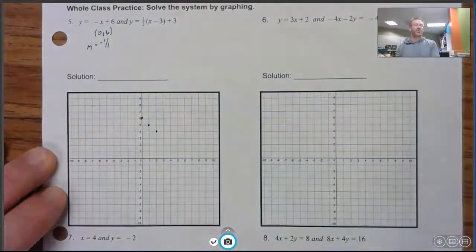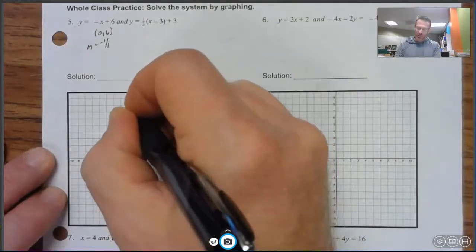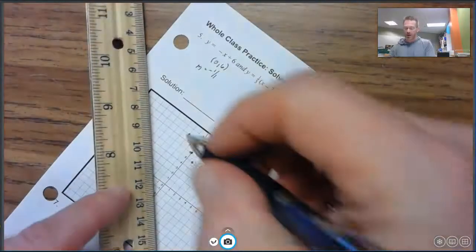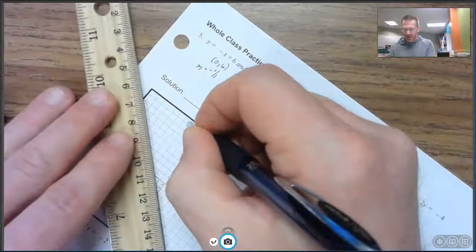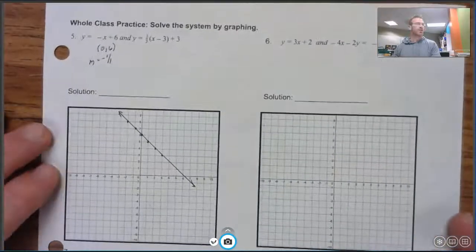Now I'm going to probably go a few more points than normal, and I might even reverse it just because, remember, we're looking for points of intersection, and we don't necessarily know where those are going to occur. So I might go 5 or 6 points instead of our normal 3 points to help myself find those points of intersection. All right, and there's our line.